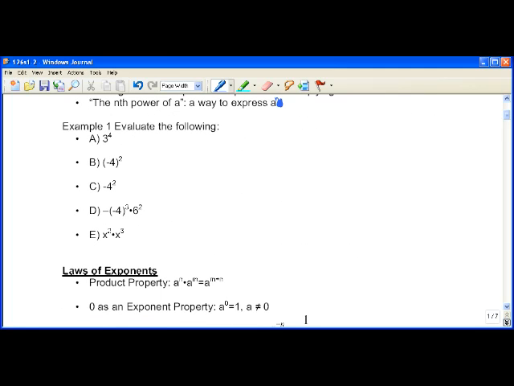Okay, so example 1. Evaluate the following. 3 to the 4th power. Well, that is 3 times 3 times 3 times 3. We know 3 times 3 is 9, 3 times 3 is 9, so that's 81. For b, we have negative 4 times negative 4, and that's going to be positive 16. Now, c is a little different. C is saying the negative of 4 squared, so we apply this power before we apply that negative. So it's the negative of 4 times 4, which is the negative of 16.